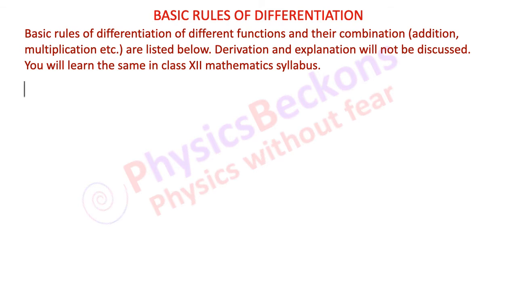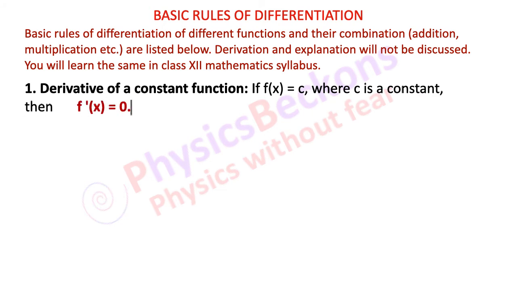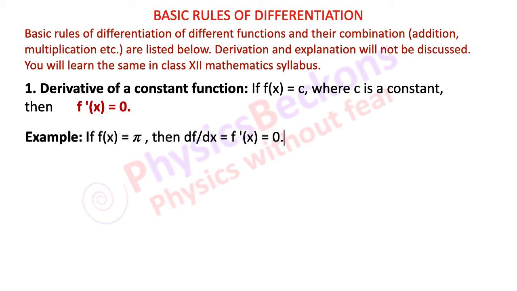Number one, derivative of a constant function. f(x) is equal to c means irrespective of the value of x, f always attains the same constant value c. Then f dash x or differential of f with respect to x is 0. Why so? Because differential measures the rate of change and constants do not change. Therefore, the rate of change of a constant function is always 0. As an example, if f(x) is pi, then differential of f with respect to x will be 0.